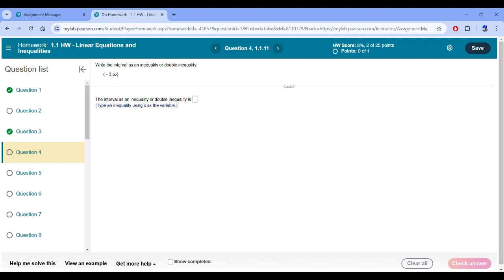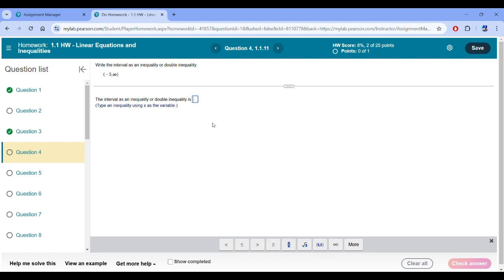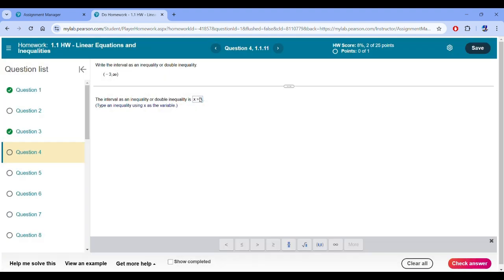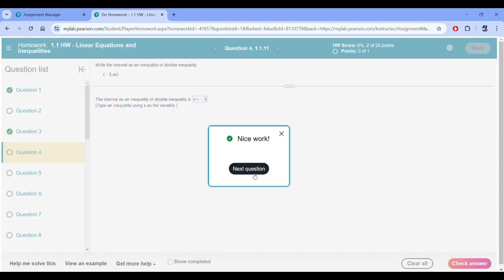Write the interval as an inequality. So here, if it goes from -3 to infinity, that just means that x is greater than 3. Greater than 3. I forgot the negative. See, this program is very specific. You forget anything and it will mark you wrong.